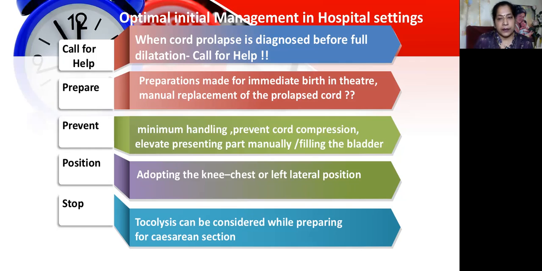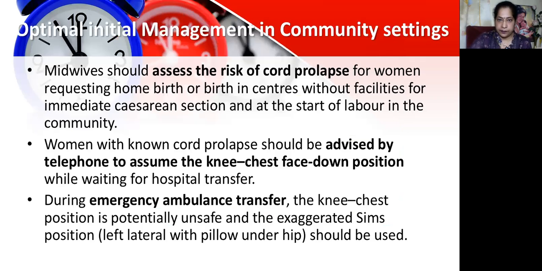Preparations are made for immediate birth in theatre. Manual replacement of prolapsed cord is controversial. Ensure minimal handling, prevent cord compression, and elevate the presenting part manually or by filling the bladder. Adopting a knee chest or left lateral position in the meantime is essential. And in the meantime, you can stop uterine contractions by giving tocolytics while preparing for cesarean section.